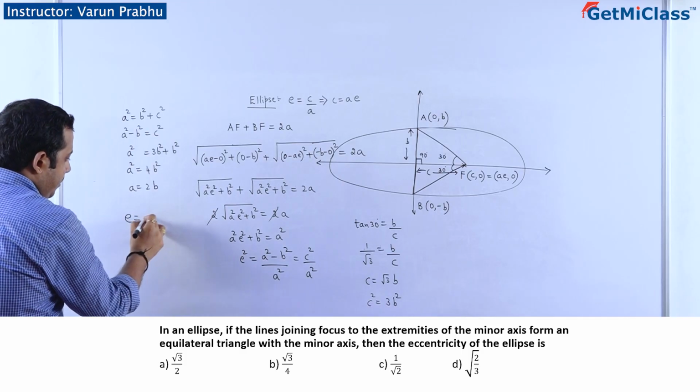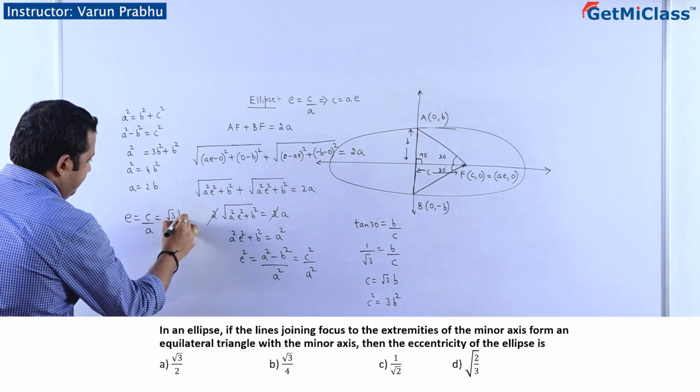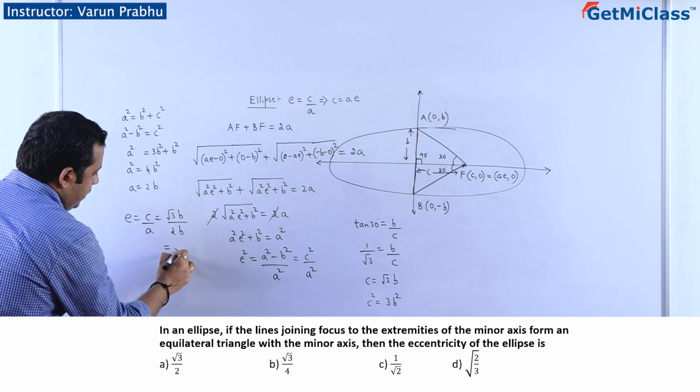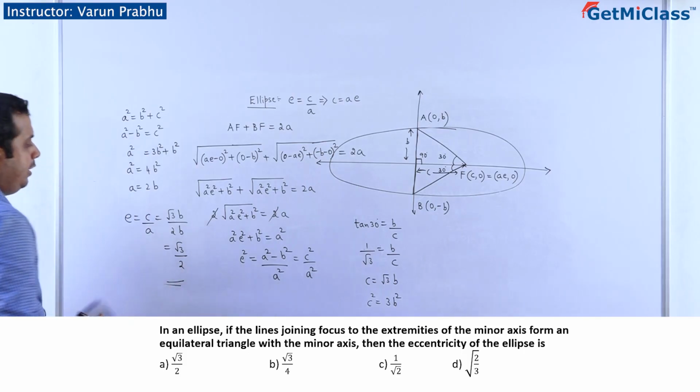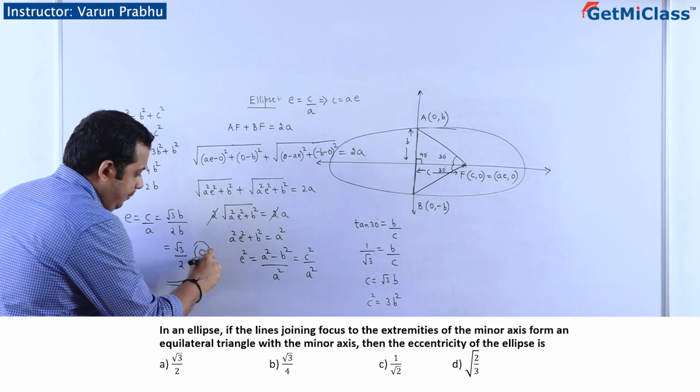So eccentricity will be equal to C divided by A, where C is equal to root 3 B divided by 2B. So the answer to the question will be equal to root 3 divided by 2. This will be the answer, which corresponds to option A. Is it okay?